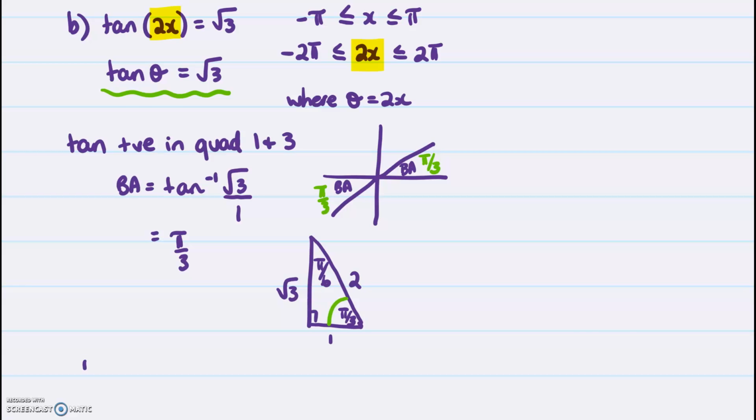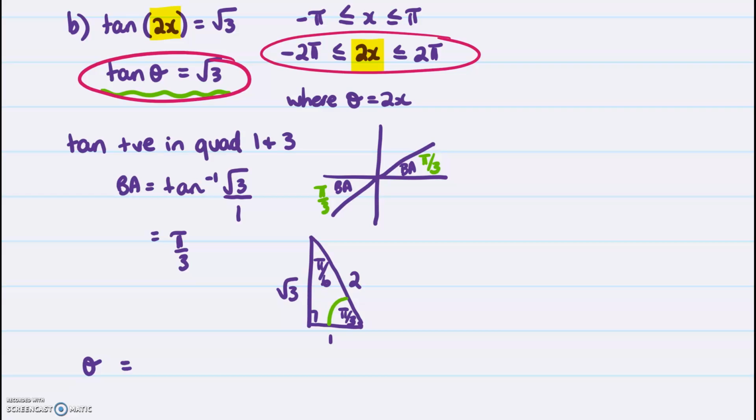So we've now found that theta equals, now keep in mind I am solving this bit at the moment, tan theta is √3. And this angle theta lies between negative 2 pi and 2 pi. So my value of theta, the first one's pi on 3.